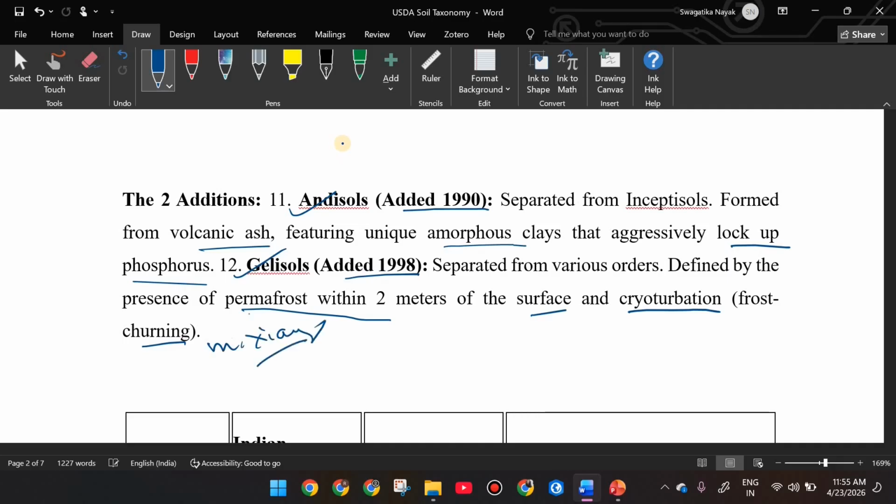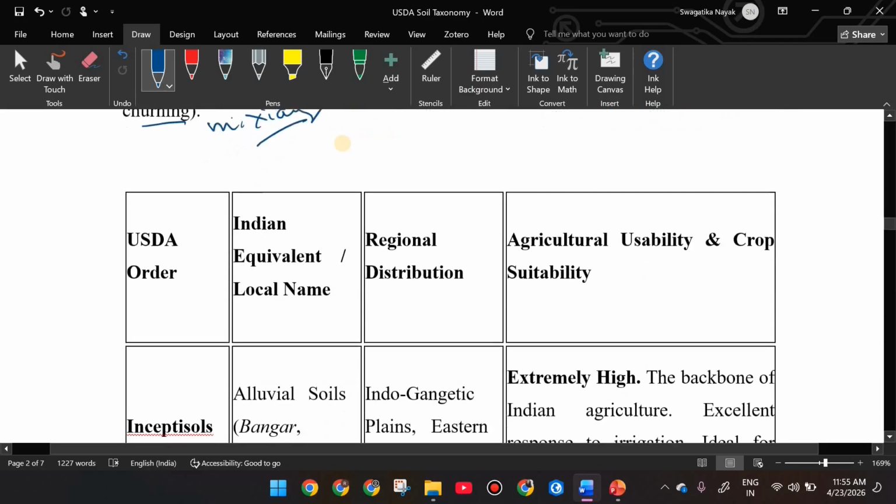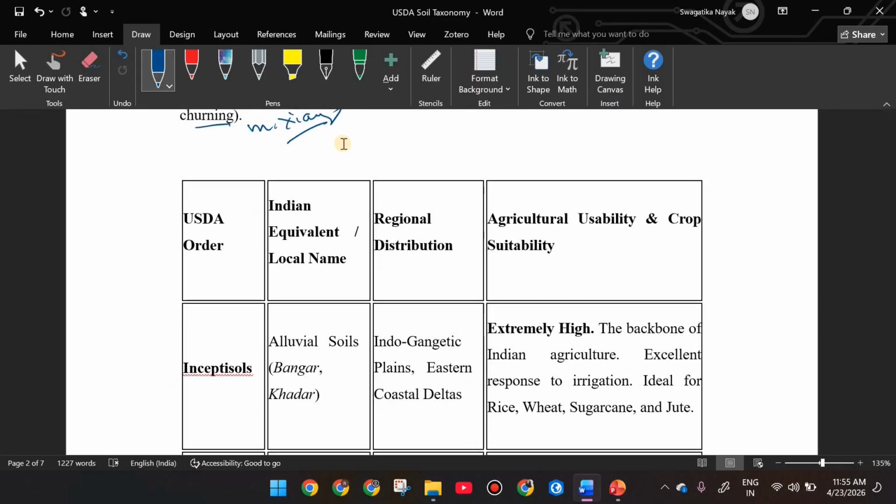Mixing is like how we eat food and it goes into our stomach and gets mixed up. Cryoturbation means the mixing of the soil with the permafrost and all the water particles during the process of freezing and thaw. Okay, now let's study the USDA orders.